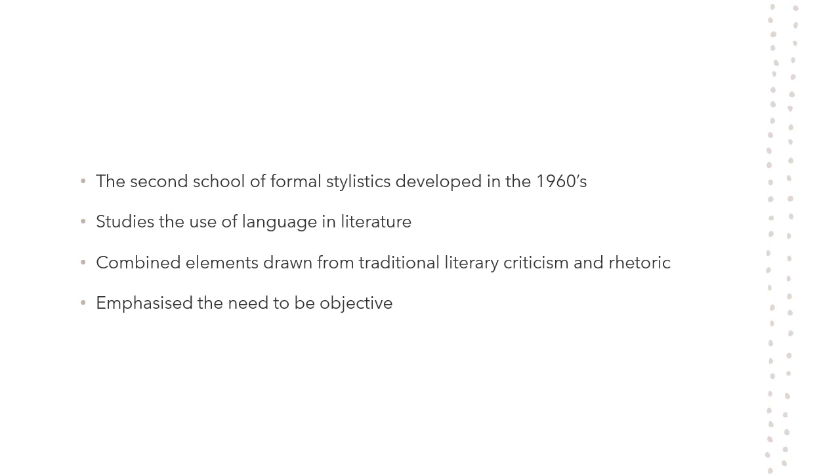The second type of formal stylistics developed mainly in the mid-1960s. The critics associated with this mode of stylistics broadened their area of study, and they were primarily concerned with the use of language in literature. So this school contained tenets of both traditional literary criticism and traditional rhetoric. However, it differs from the earlier disciplines by its focus on objectivity.